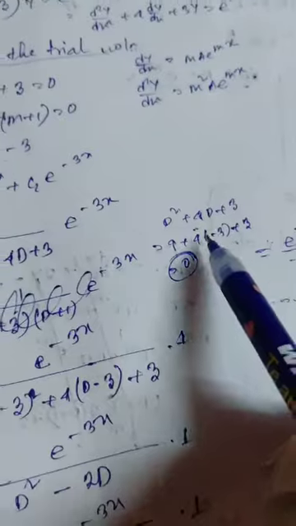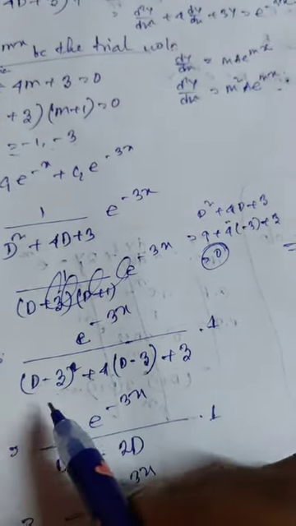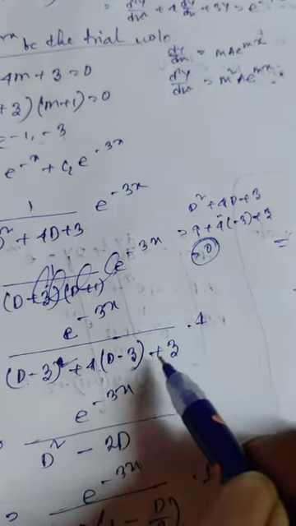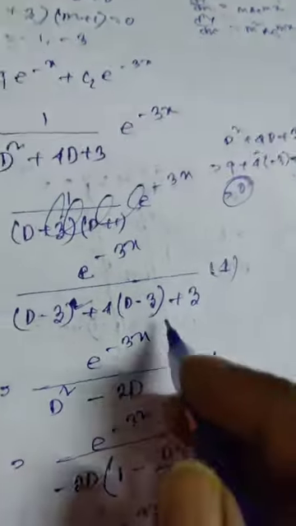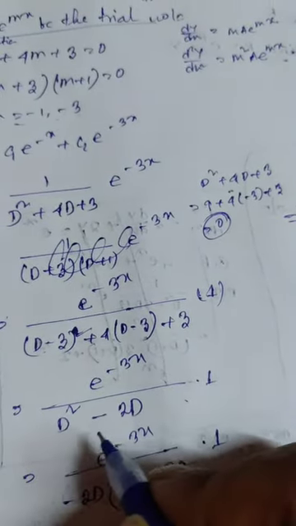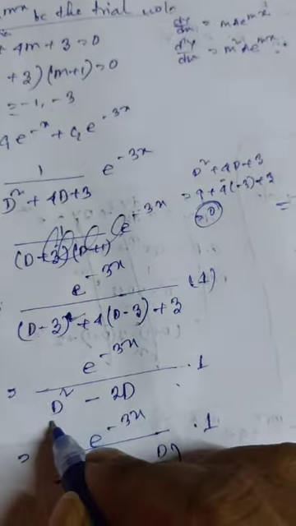So here m is equal to minus 3. Now this will be e to the power minus 3x by (D minus 3) whole square plus 4 into (D minus 3) plus 3, into 1. And now if we simplify, we will get e to the power minus 3x divided by D square minus 2D, into 1. So now we have to solve this one.